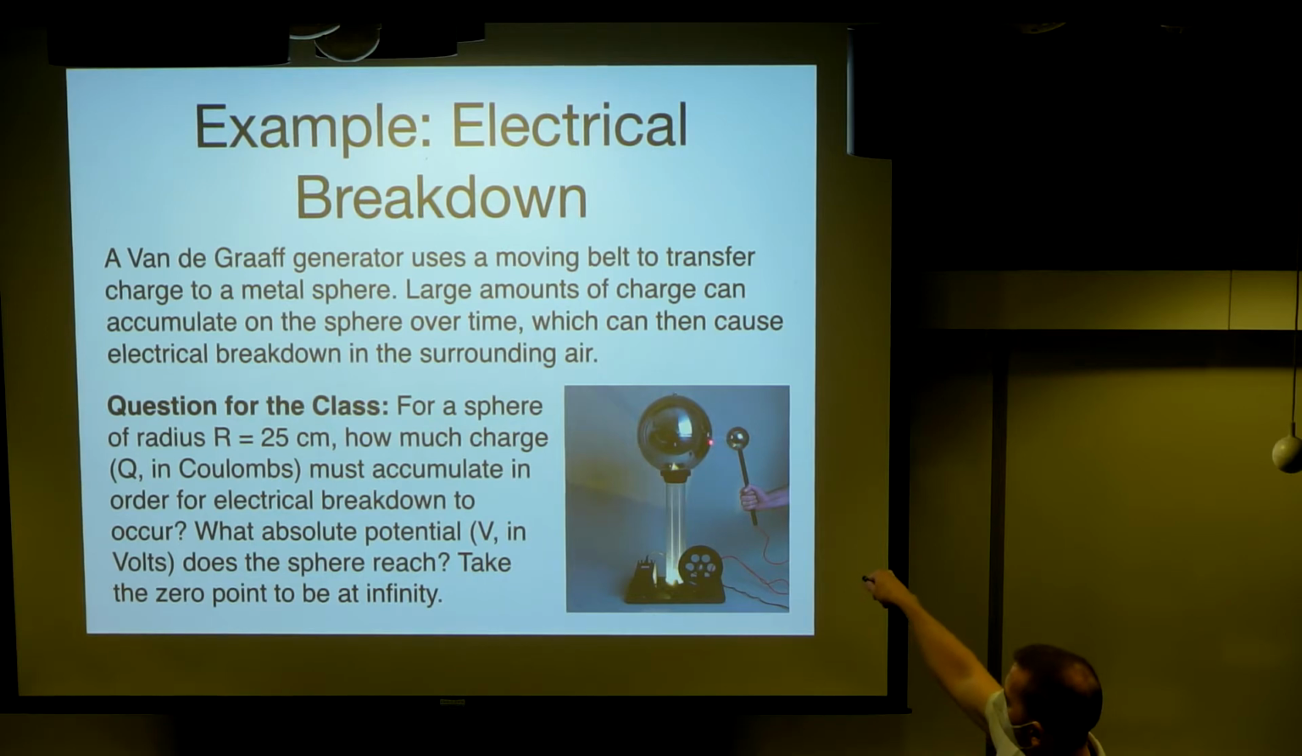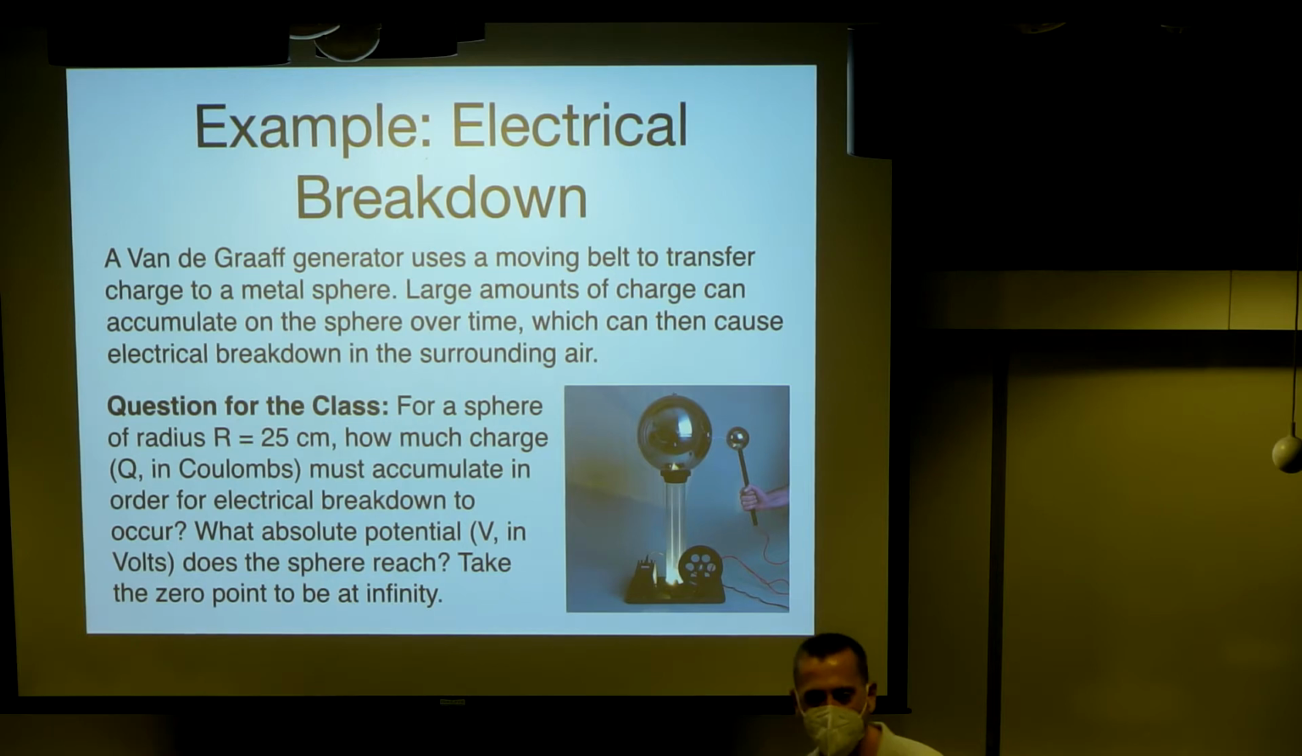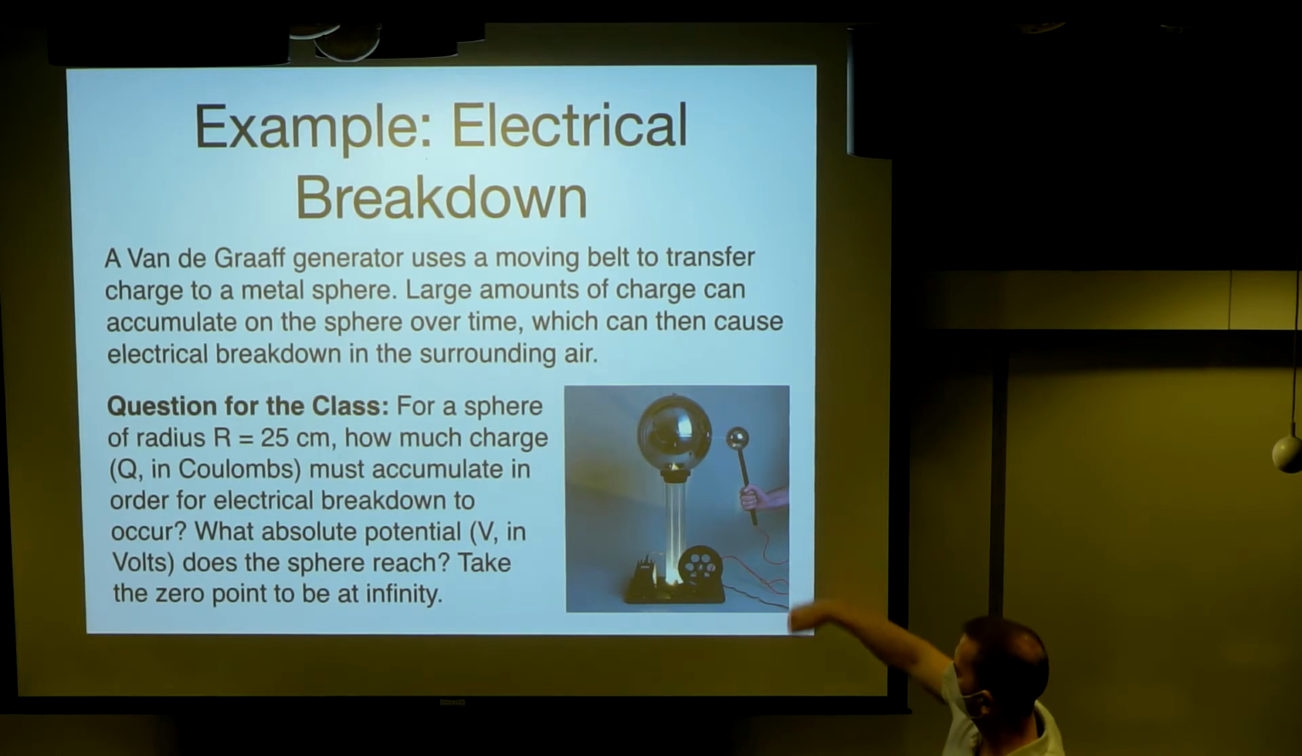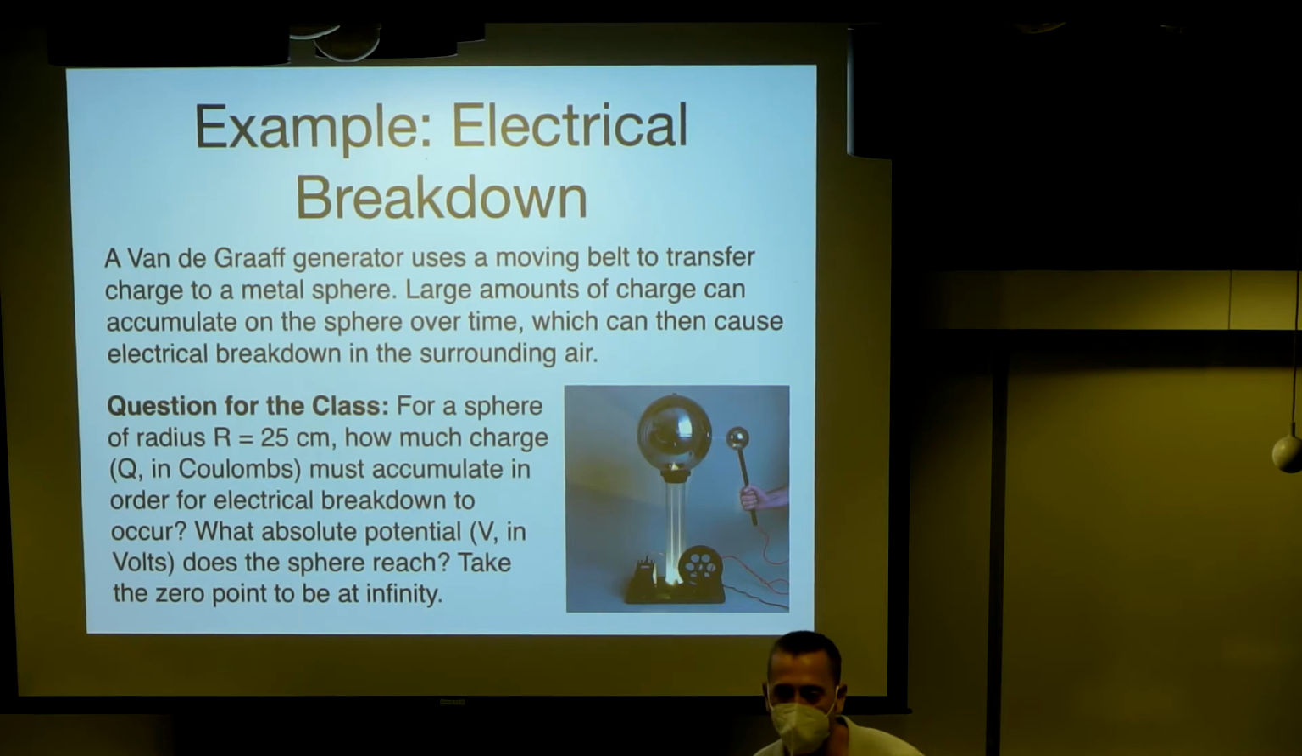You have a conducting metal sphere on the very top of the device. And then on the bottom, you just have this belt, okay? And basically what the belt is doing is it's charging this sphere by friction. So you basically just crank the belt, and as you do that, the conducting sphere is going to accumulate more and more charge, and eventually, if you put enough charge on that sphere, you'll cause electrical breakdown in the surrounding air. In other words, you'll create a little spark, something like this.